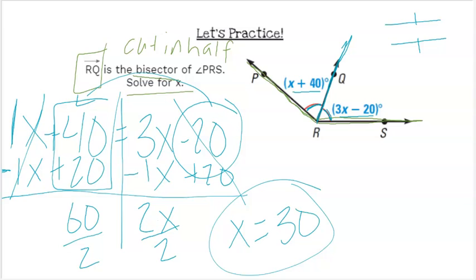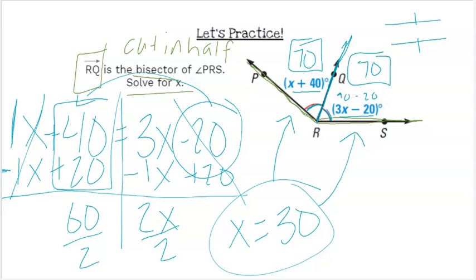Now if you really want to check, you can plug 30 in for x into both of these and make sure your answer comes out evenly. 30 plus 40 is 70. And then 3 times 30 would be 90, minus 20 is 70. So our answer checks out and is correct.